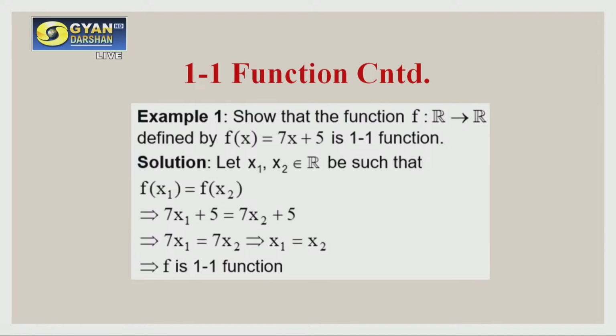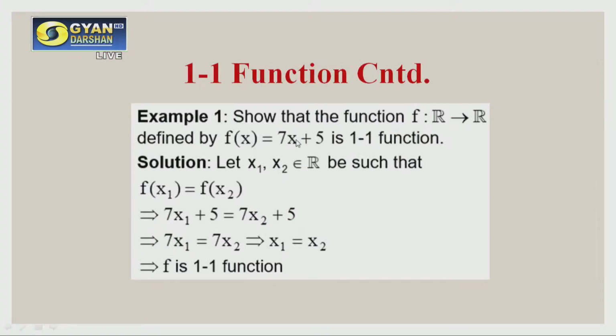Otherwise, not. In this case, if I define a function f(x) = 7x + 5, now I have to prove that this function is 1-1. Just take 2 numbers, x1 and x2, because here domain and range both are R, so x1 and x2 belong to R. I have taken 2 elements x1 and x2 such that f(x1) = f(x2). According to the definition of f, just replace x by x1, so 7x1 + 5.